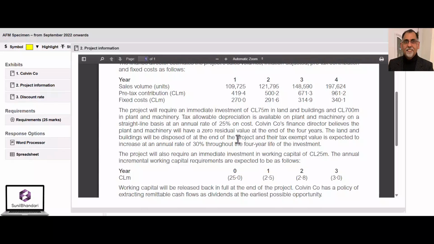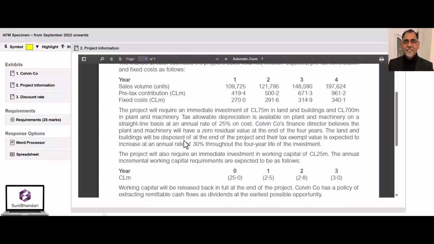And remember, the total TAD must be what you buy the asset for less what you sell it for. That's the total TAD, which means in the final year there would be a balancing figure. But let's see if there's any scrap value. Okay, Colvin's FD believes that the plant and machinery will have a zero scrap value in year 4. Oh, well, okay, then it's nice and easy. It's just 700 million times 25% in years 1, 2, 3, and 4, because the final year will effectively be a balancing figure equal to what you've had in all the other years.